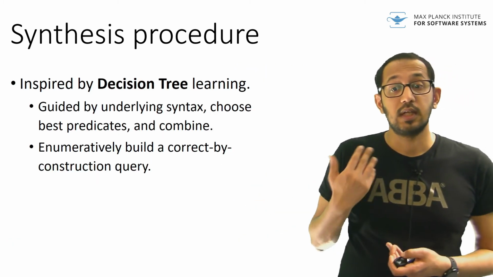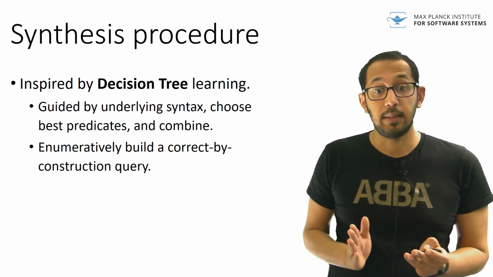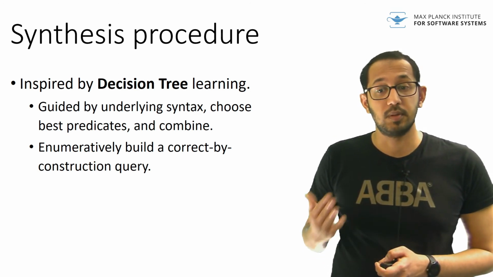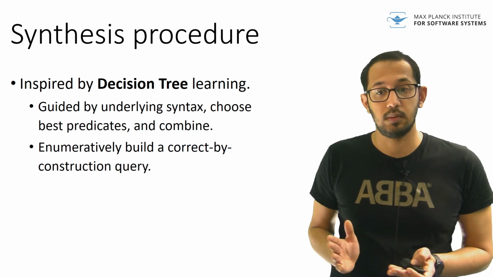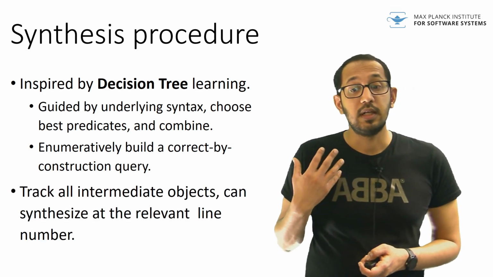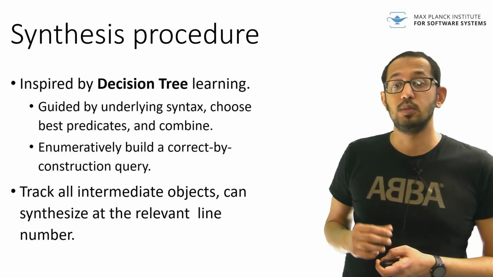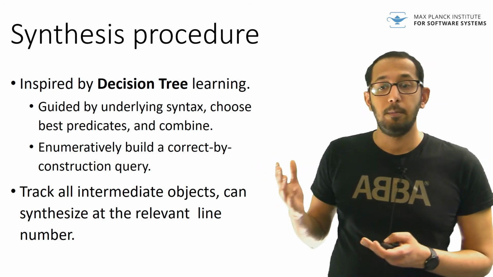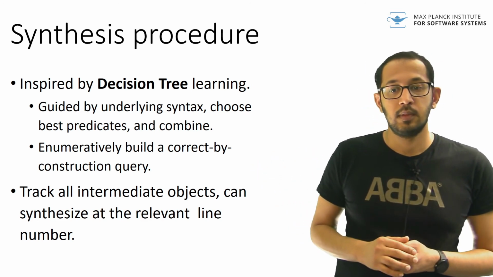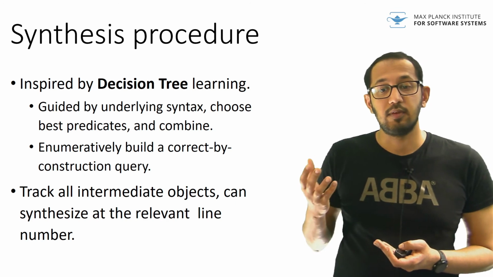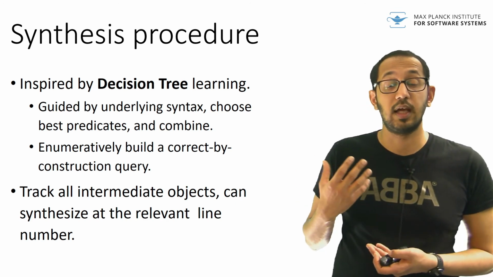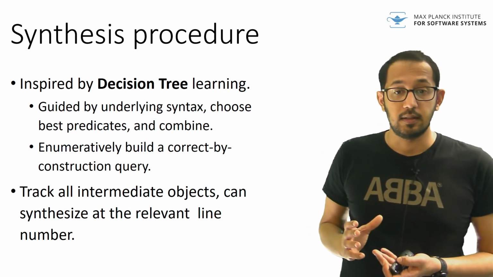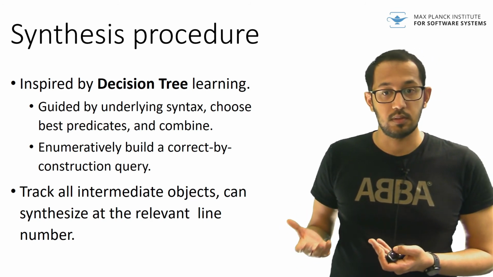Now, there are of course other things at play, and these are all described in our paper. Before we proceed, there is one more thing worth pointing out. We track all intermediate objects. This enables us to map elements in the GUI render back to the relevant line of code. It helps us synthesize at the relevant line number and also gives context on the line of code elements are created in, so as to help with code modification.